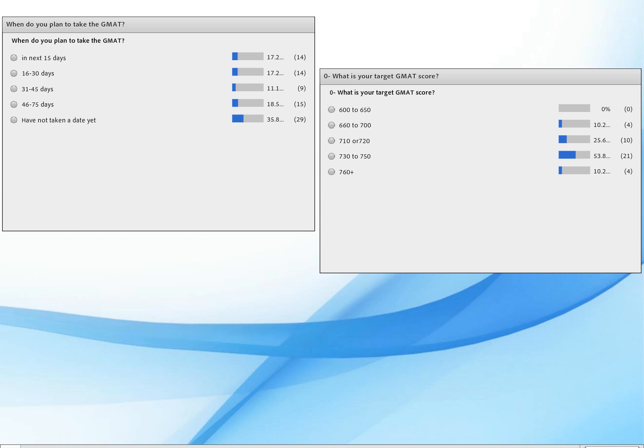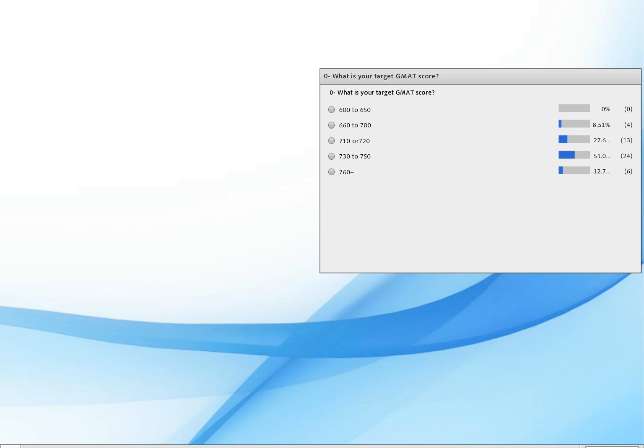All right, with regards to the GMAT date, barring the last group, which is those who haven't taken their date as of yet, we have a fairly uniform distribution. Let me make sure. All right, yeah, so we have 37% of people in that group, but other than that, the biggest group is about 20%, the smallest is about 10% over here.